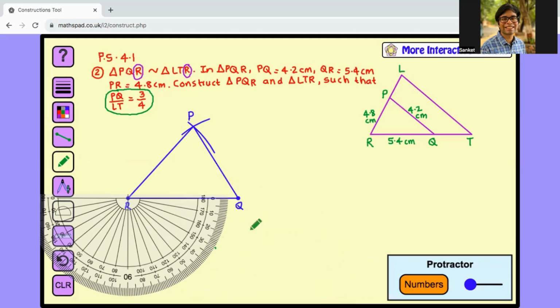I'm marking at point 30 degrees. So starting from here, 0, 10, 20, 30. So I'm marking at a 30-degree angle. I've placed the center of the protractor at point R.